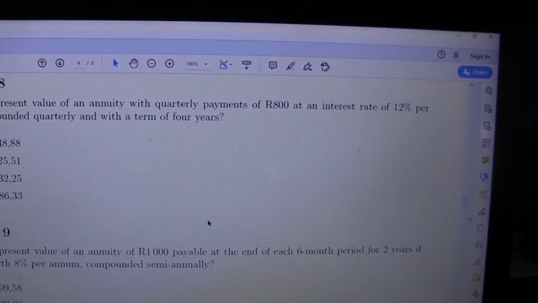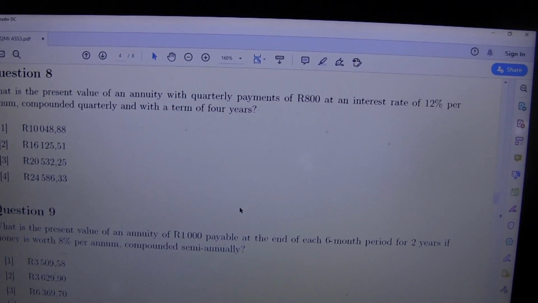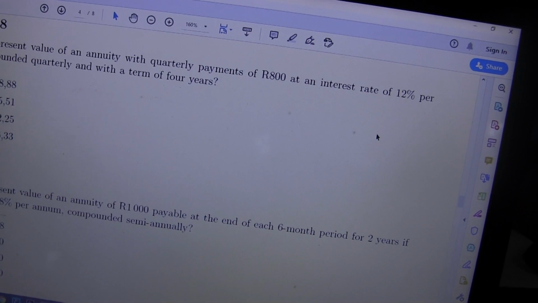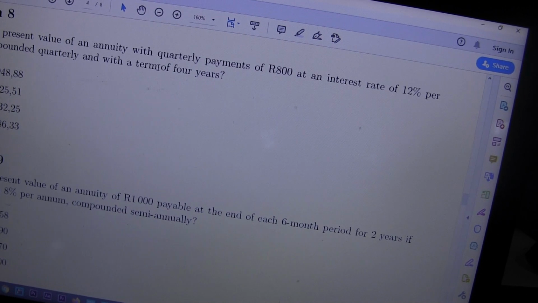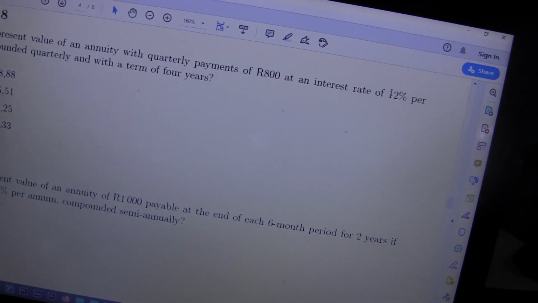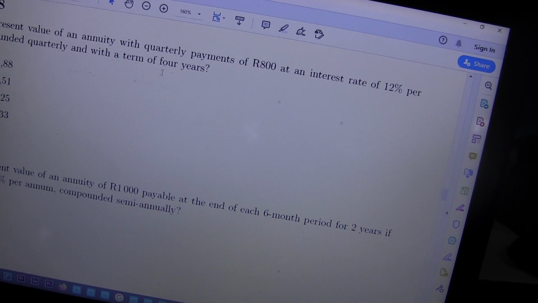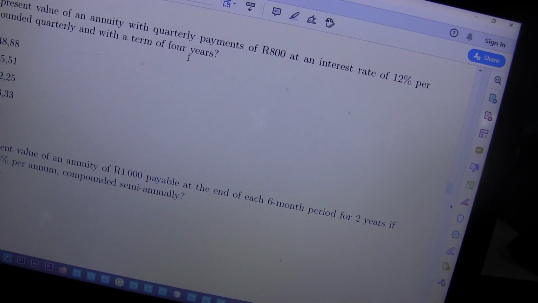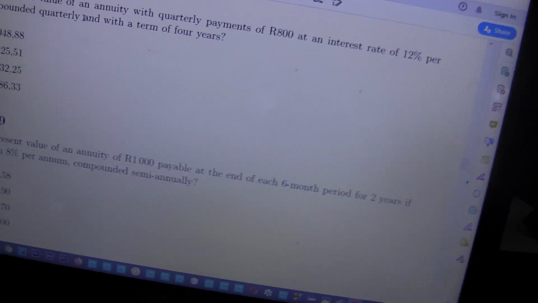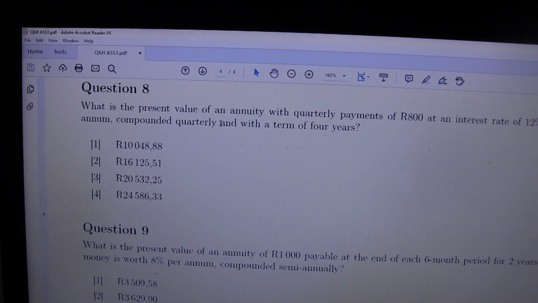Now question number 8, they say, what is the present value of an annuity with quarterly payments of 800 at an interest rate of 12%, compounded quarterly, with a term of 4 years? You know what I'm saying? Now, what is the present value? Excuse me, let me separate this into another video, because my pen just finished here.